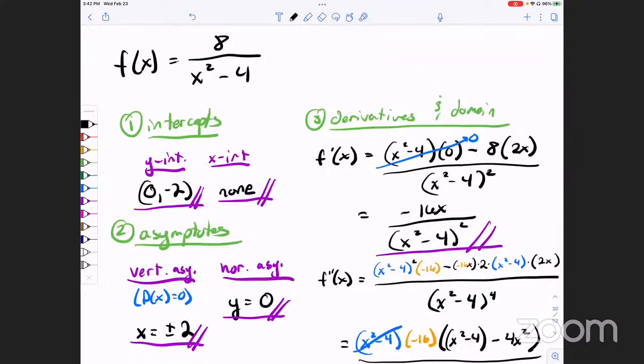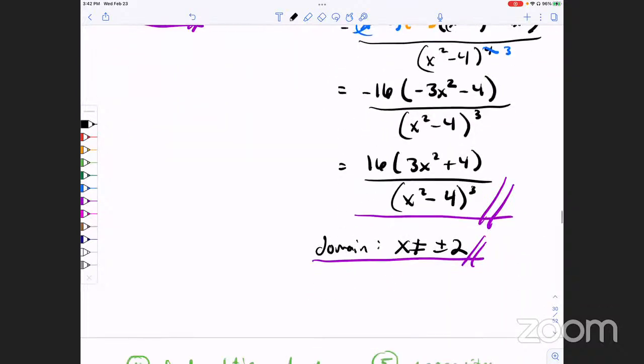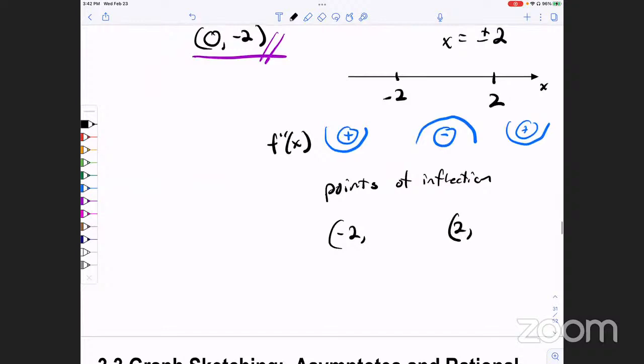So in either case, okay. So it looks like, yeah, because I think for our domain, we said that x cannot be plus or minus 2. So then there are no points of inflection. I'm going to leave the notes, right? We're going to say points of inflection, we got none. All right, this is fine, this can happen. So we got no points of inflection.